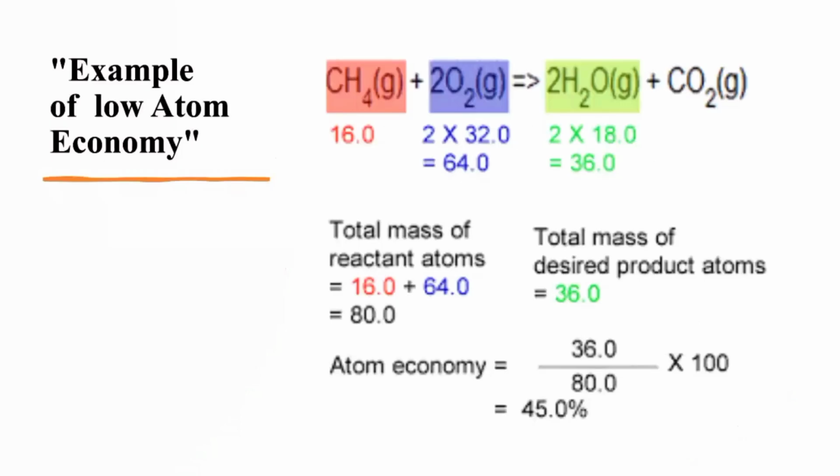There is another example of low atom economy. As we can see, there is methane. We react the methane with 2 molecules of oxygen and we get the desired product of 2 molecules of water, and we also get carbon dioxide. There is a total mass of reactant atoms and a total mass of desired products. As we see in the formula, we do all the calculations and multiply by 100, and we get the answer 45%.